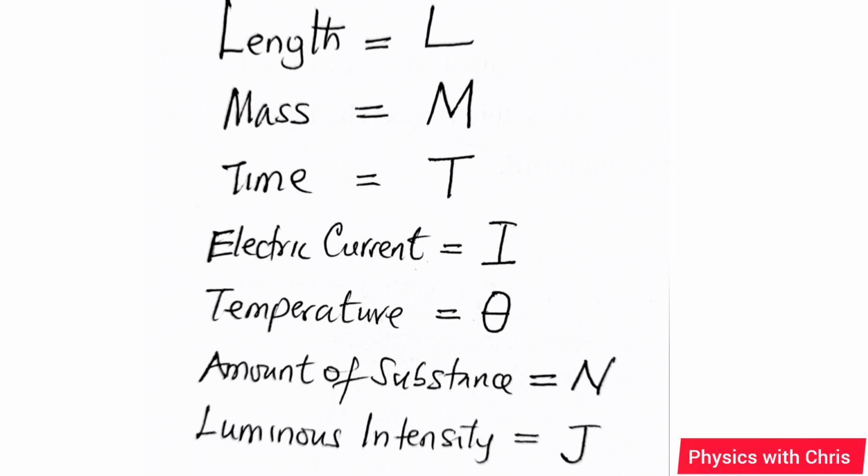M is the mass, and it has the dimension M. Time has dimension T. A current has dimension I. Temperature, that is thermodynamic temperature, has dimension theta. And then the amount of substance has dimension N. And luminous intensity has dimension J.